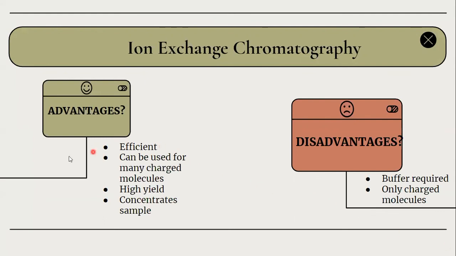To move on to the advantages, this is one of the most efficient methods of separating charged particles. It can also be used for many different charged molecules, like as I said before in the beginning, large proteins, nucleotides, amino acids are all fair game for this. It also gives us a high yield as well as concentrating the sample. So ion exchange chromatography is just really useful. It's one of the most efficient ways of separating charged particles.